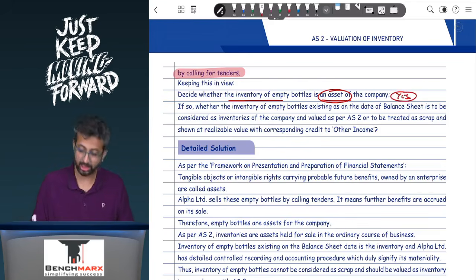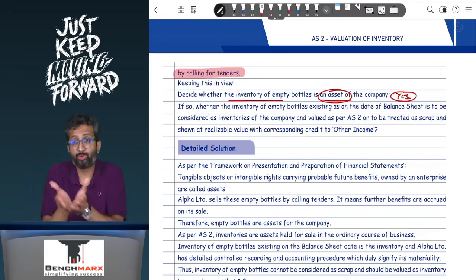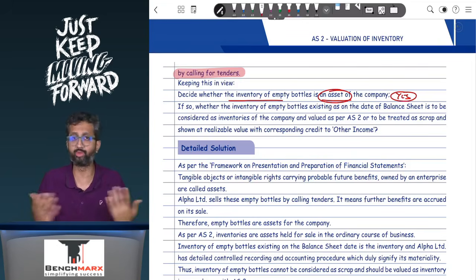Sir, is it necessary that they have to be an asset? Not necessary. It could be possible that these bottles don't give you any benefits. In fact, you may have to incur a disposal cost, in which case you have to pay someone to dispose of these glass bottles, and then it will not be an asset.